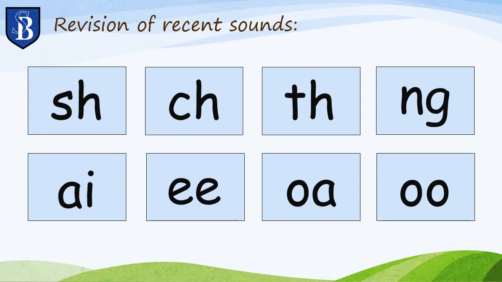Oo. Oo as in zoo, moon, choose. Ng. Ng as in ring, sting, finger. Shh. Shh as in shop, shell, fish.